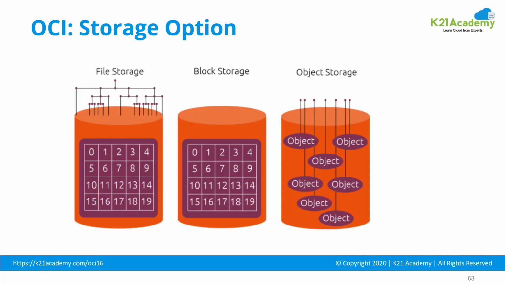Now in Oracle Cloud Infrastructure, there are three different types of storage options available: file storage, block storage, and object storage. Out of these, in your Oracle Kubernetes, you can use file storage, which is a shared file system, or block storage, which can be used with one host at a given point in time.